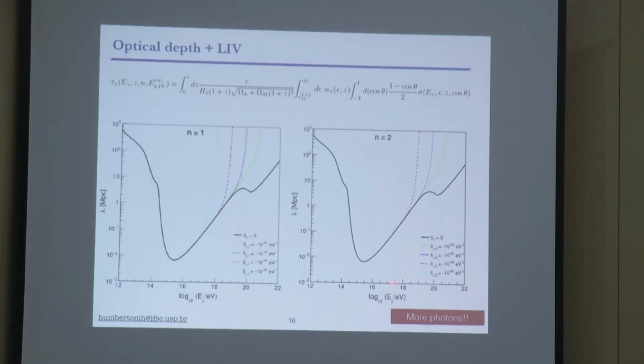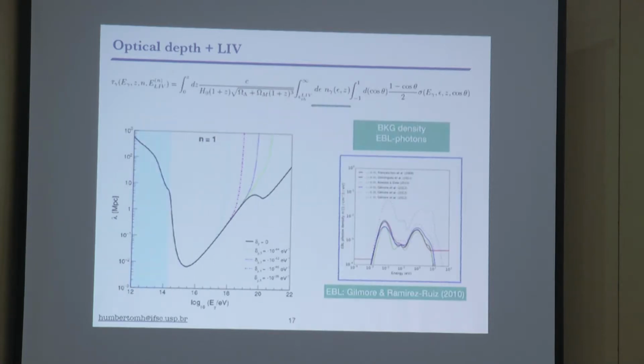And basically what I'm saying is the effect of LIV is going to give you more photons at different energies. So these different energies will depend on the background density that you focus on. For instance, you can take a look at the EBL region, which belongs here. So if you increase the LIV effect, eventually you are going to suppress and change this region.